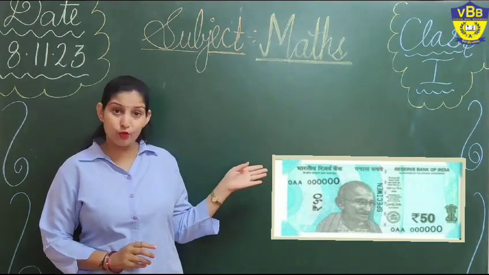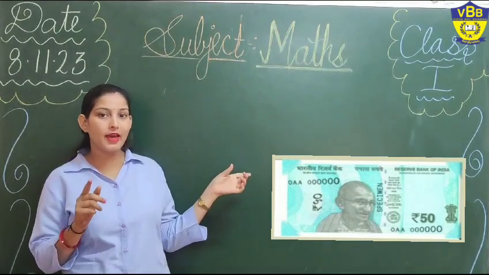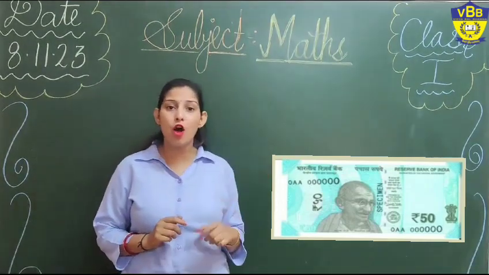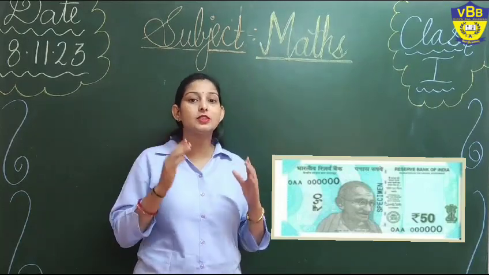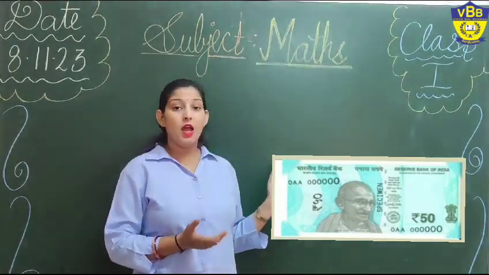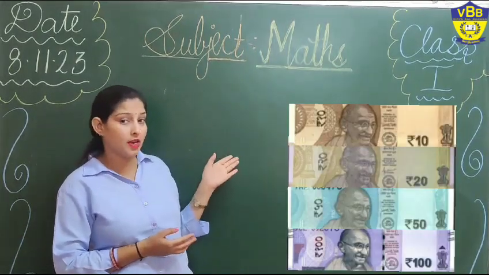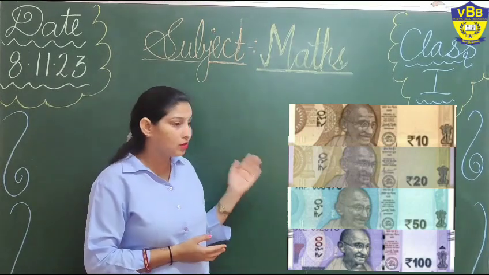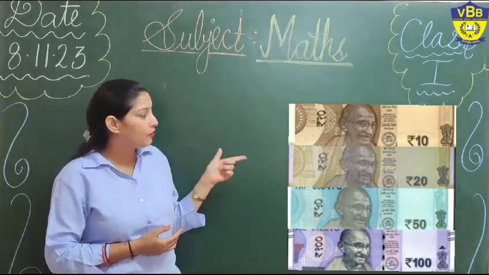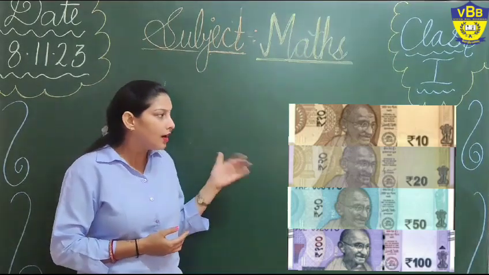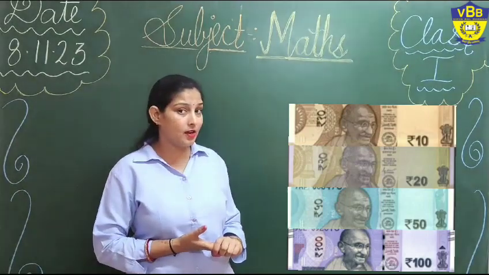Look here. You can see a note. And what is a note? Money in the form of paper and authorized by the Indian government is called a note. Let's do the recap of notes. Look here, you can see different notes and different numbers written on the notes: 10 rupees note, 20 rupees note, 50 rupees note and 100 rupees note.